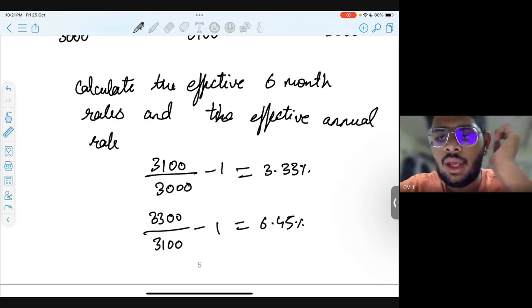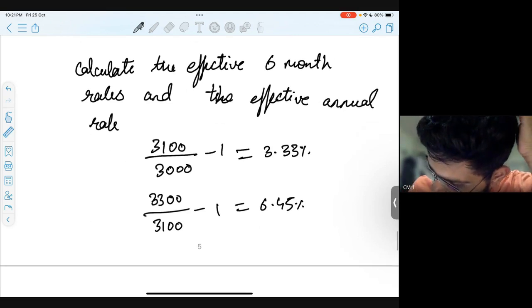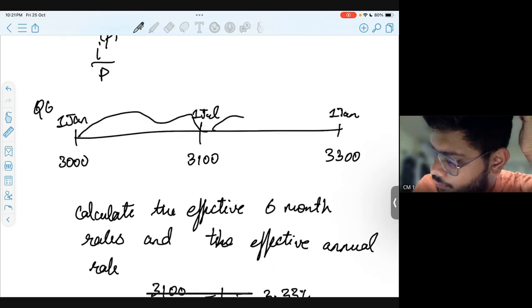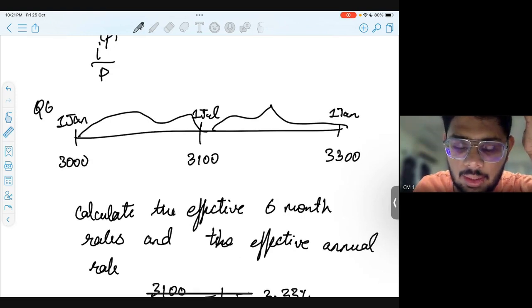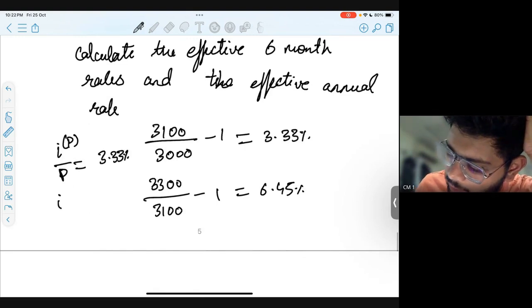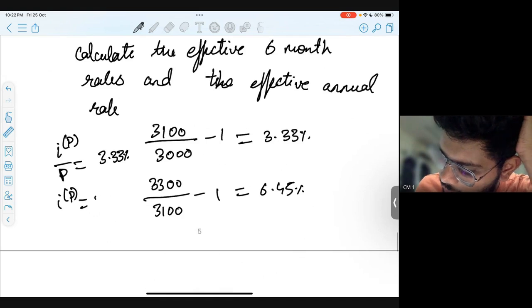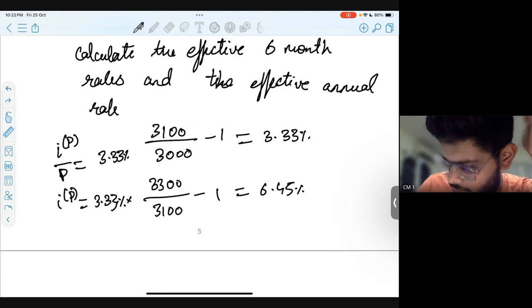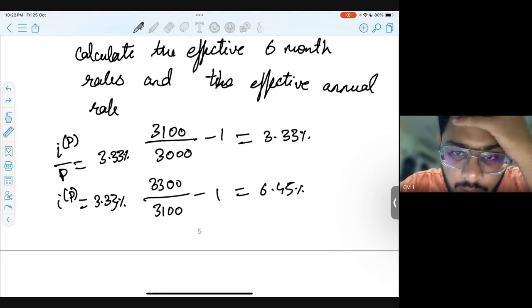ठीक है, ये समझा? मतलब it is nothing but the compound interest of that smaller period. और कुछ भी दिमाग लगाने वाली बात नहीं है. ठीक है. जब अपन इसको आई पी लिखते हैं, आई पी बाय पी इज इक्वल टू 3.33%, तो आई पी बिकम्स equal to 3.33 into 2. Sorry, not into 2%, into 2. ठीक है. Got this?